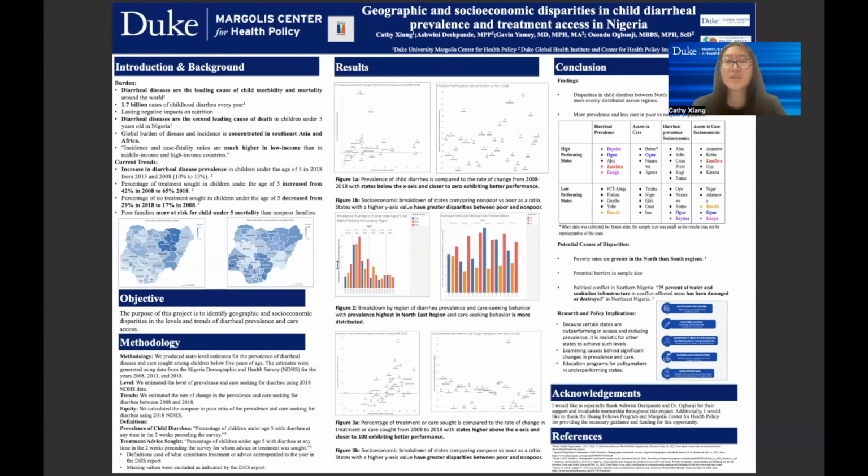Or this can also consist of targeting specific determinants of health, such as community healthcare access, water and sanitation, or food insecurity. So overall, this project shows that there are high-performing states, and low-performing states can eventually reach these levels.